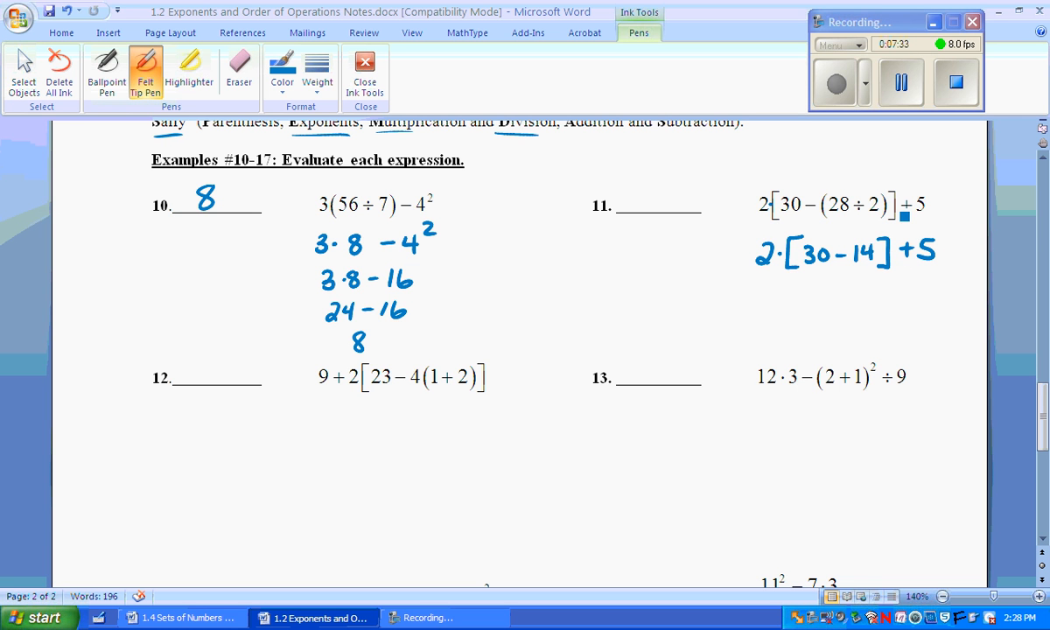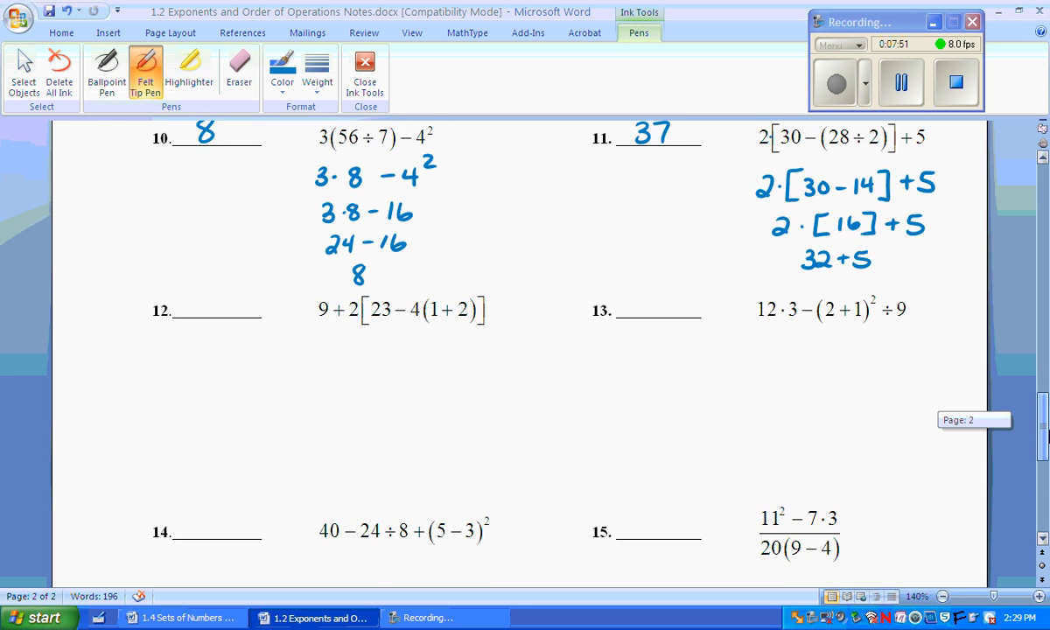Finishing it up, these brackets are still parentheses. So we get 2 times 16. 2 times 16, because multiplication is next, 32 plus 5, 37.